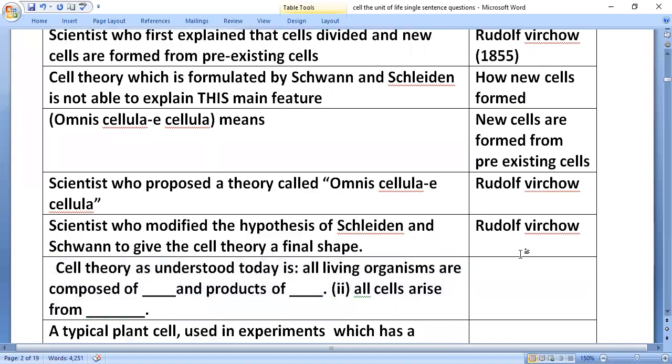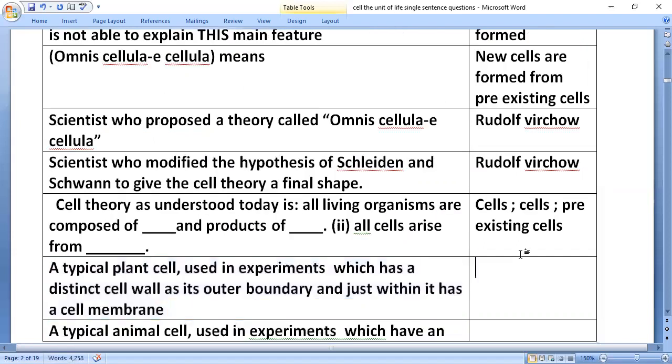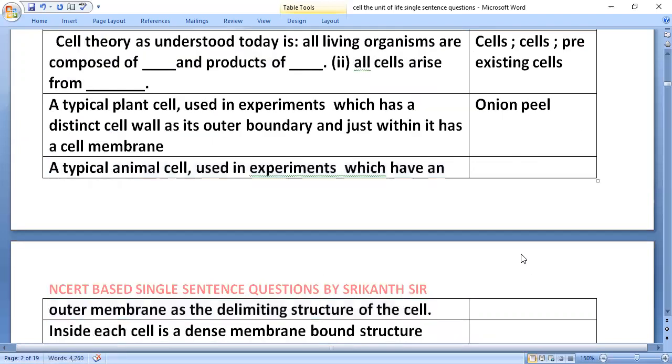Cell theory, as understood today: all living organisms are composed of cells and products of cells, and all cells arise from pre-existing cells. A typical plant cell used in experiments has a distinct cell wall as its outer boundary and just within it a cell membrane: onion peel. A typical animal cell used in experiments has an outer membrane as the delimiting structure of the cell: human cheek cell.